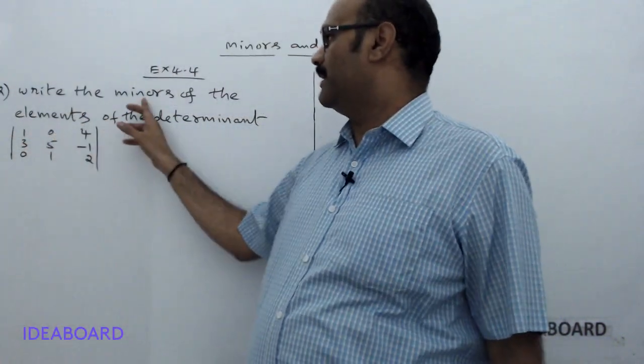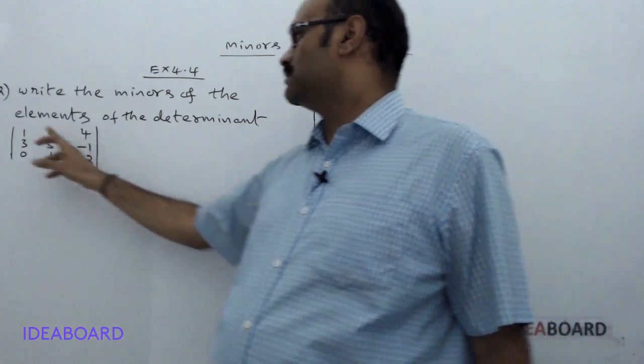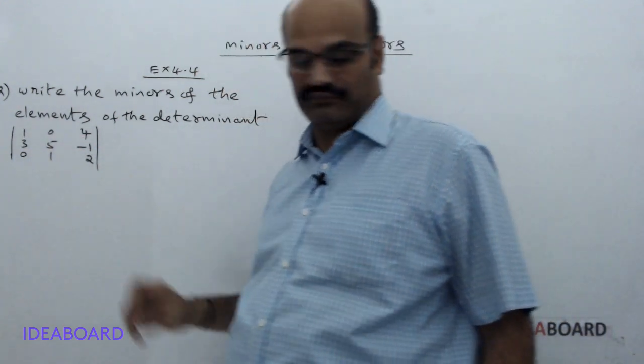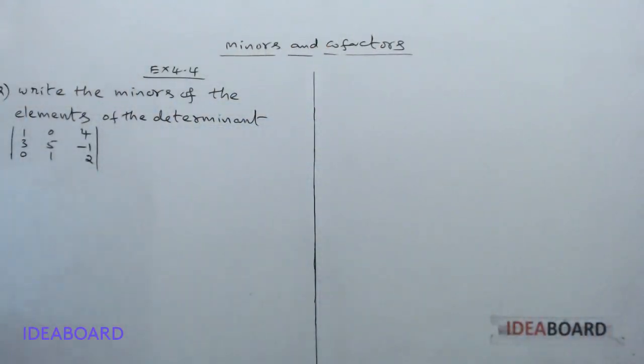Second problem: write the minors of the elements of the determinant with rows 1 0 4, 3 5 minus 1, 0 1 2. Now here there are 9 elements in the determinant. We have to find the minor of each and every element. This element is called A11.